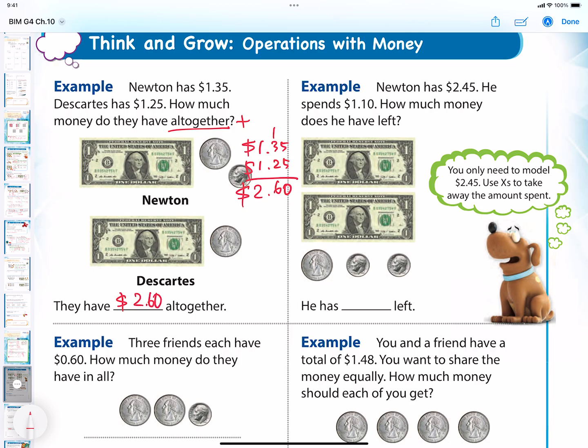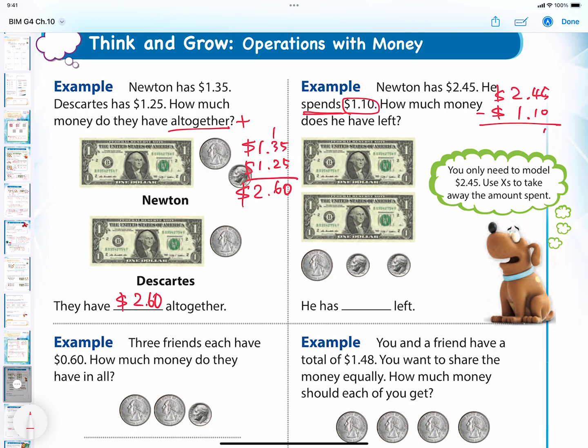$2.60. That's it. Okay? Newton has $2.45 and he spends $1.10. How much money does he have left? Spends means you have to subtract from what you have. So here, $2.45, take away $1.10. Everything is the same, guys, right? But just align the decimal point.